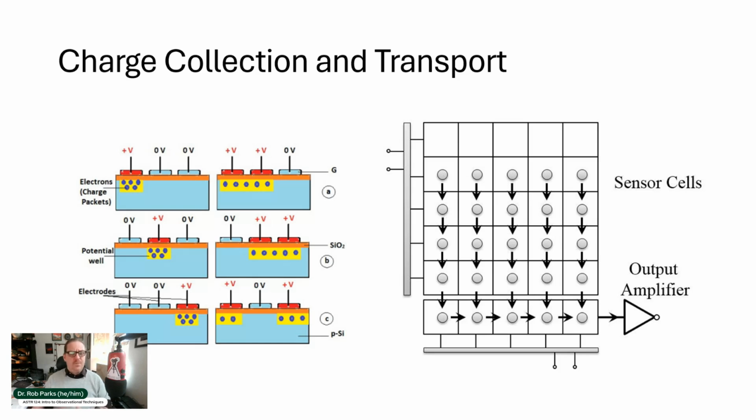Now, how does that get to the computer? Well, it does this by changing the electric potential across these pixels. By doing that, you can literally move the electrons from one pixel to the next.